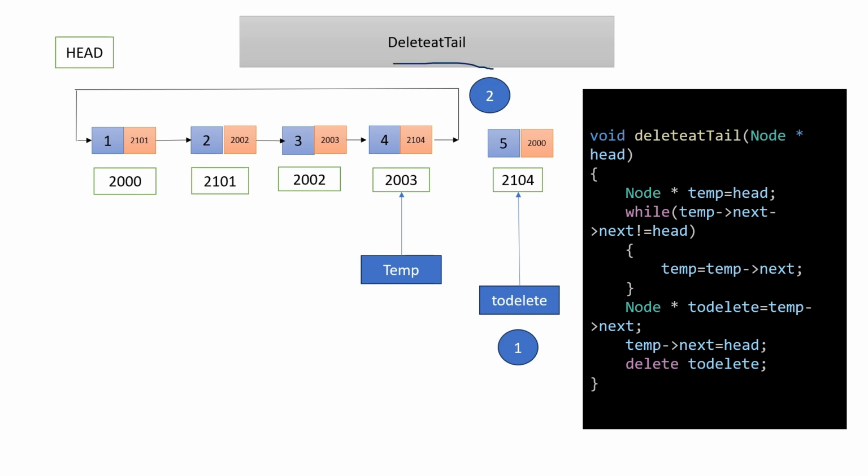So we create a loop until temp next to next is not equal to our head, because we want a previous node. Then we create a to-delete node which points to our temp next, and then our temp next contains the address of our head, and then we delete the to-delete node. So this is how the delete at tail works.